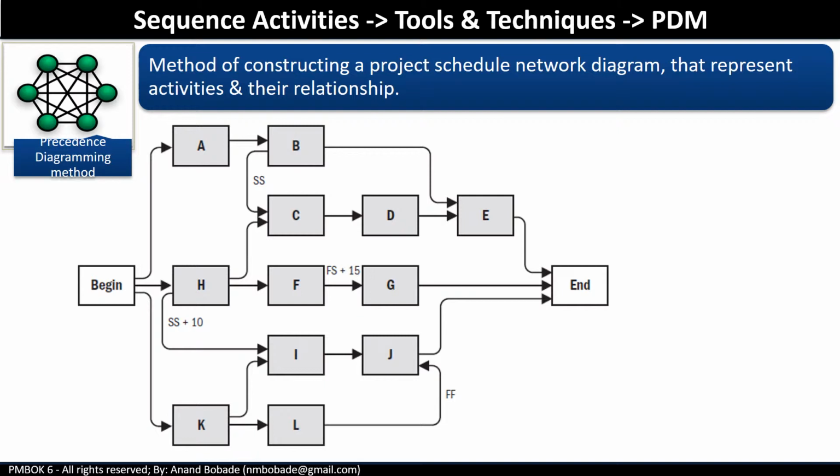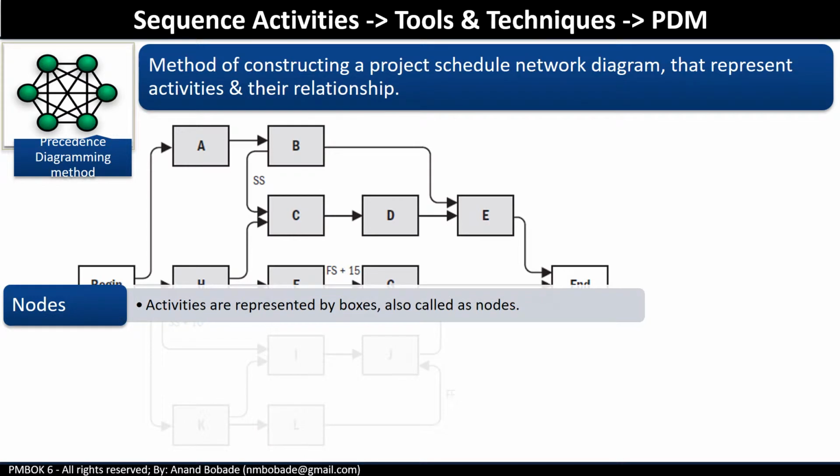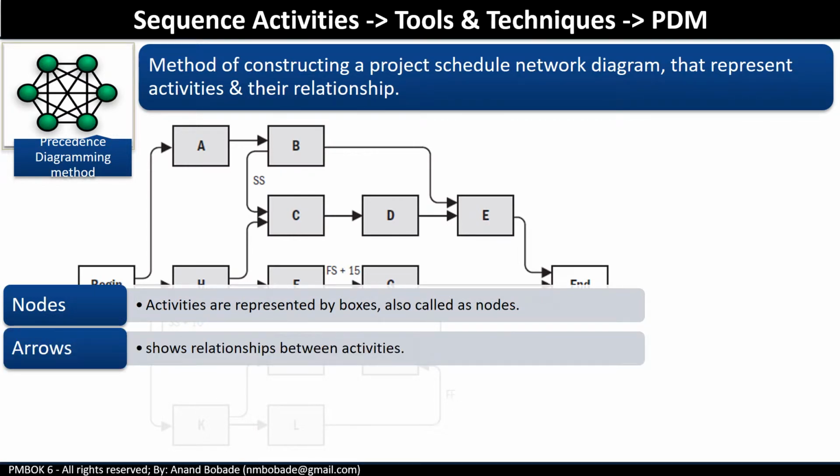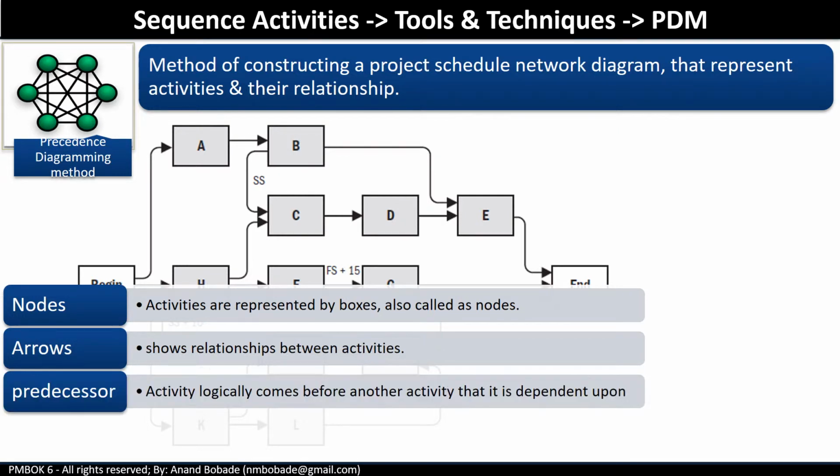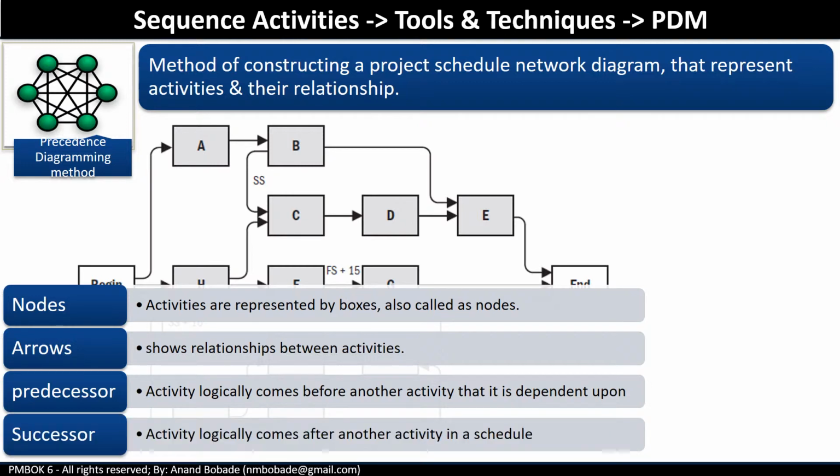Observe the diagram. What you see here. Activities are represented by boxes called nodes. Arrows show the relationship between these activities. And if an activity logically comes before another activity, then that is called a predecessor activity. If an activity logically comes after another activity, then that is called a successor activity.